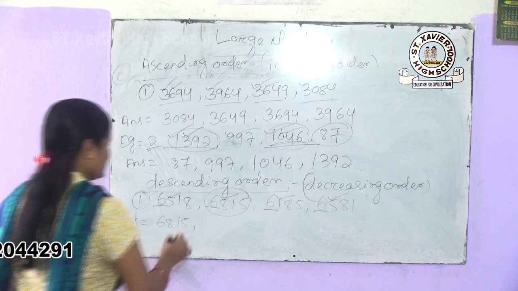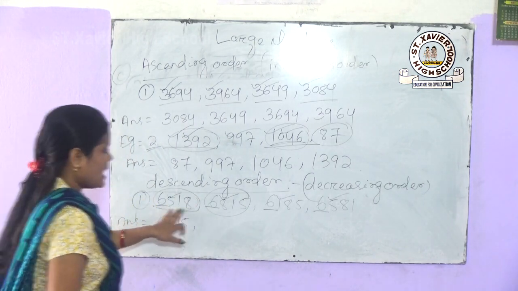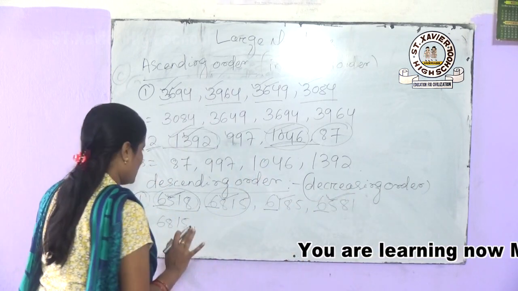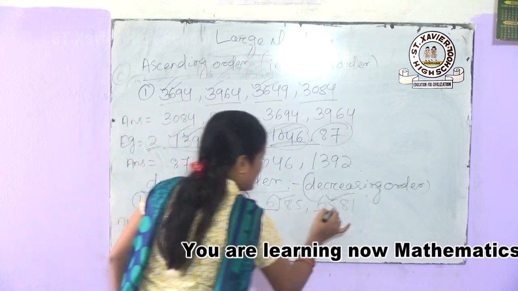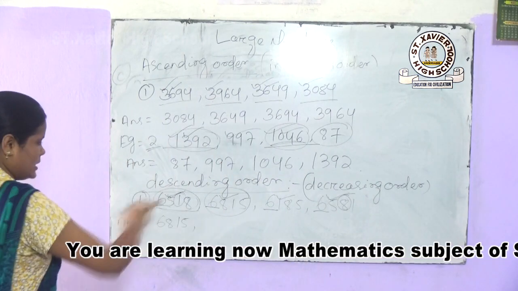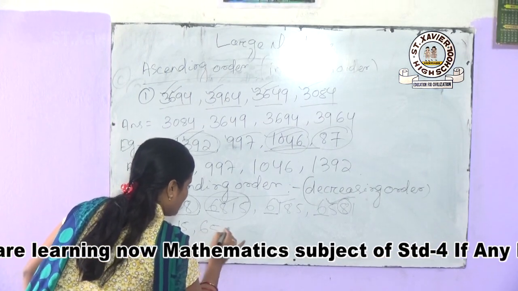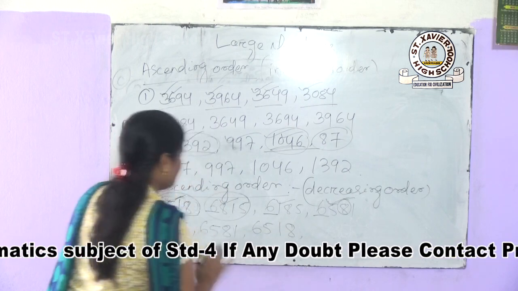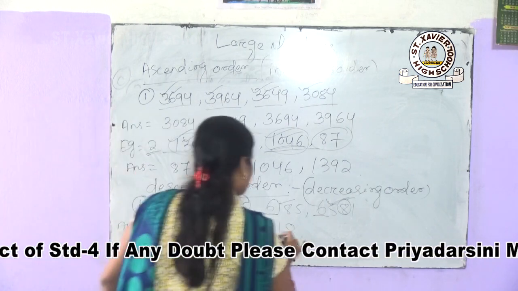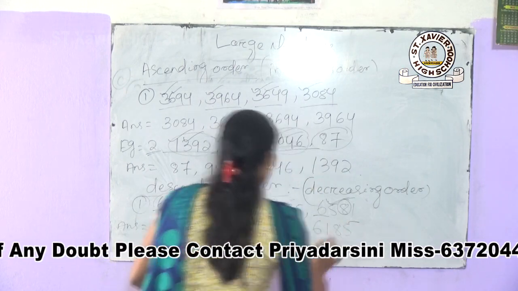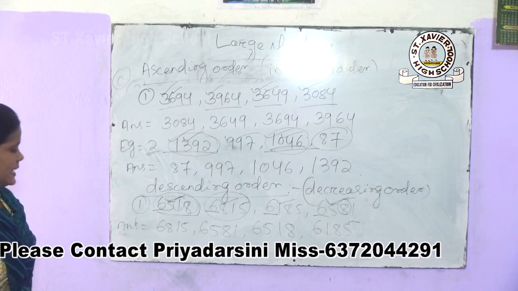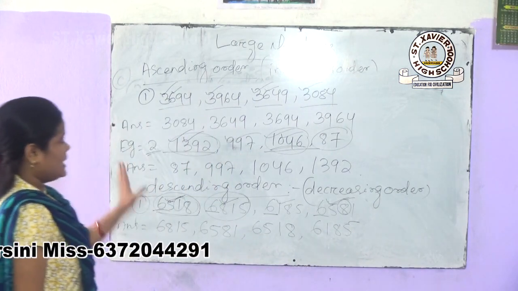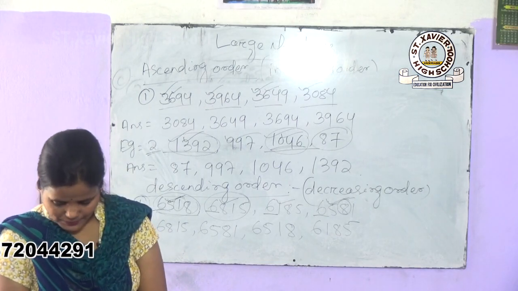So 6815 comes first. Then 6518 and 6581: 5 and 5 are the same, so we compare 1 and 8. This number comes second, 6581. Then 6518. Then the last one is 6185. So we can arrange these numbers in descending order. The biggest is this number, then this number, and last this number. So ascending and descending are already complete.